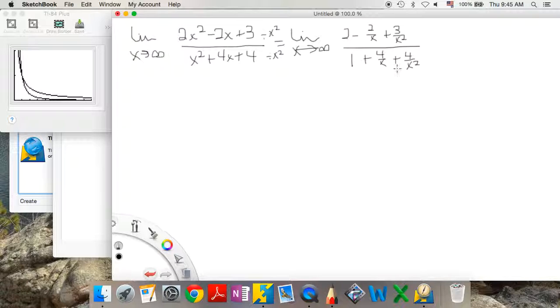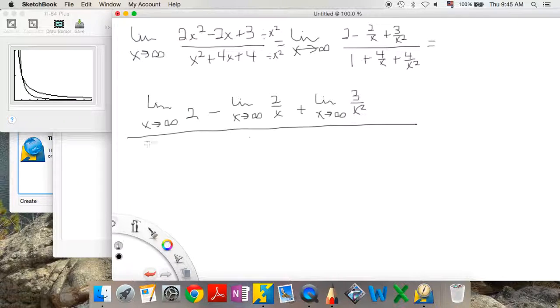Now, we can use all these rules, the quotient rules and sum and difference. So we're going to end up with the limit as x goes to infinity of 2 minus the limit as x goes to infinity of 2 over x plus the limit as x goes to infinity of 3 over x squared, all over the limit as x goes to infinity of 1 plus the limit as x goes to infinity of 4 over x plus the limit as x goes to infinity of 4 over x squared.